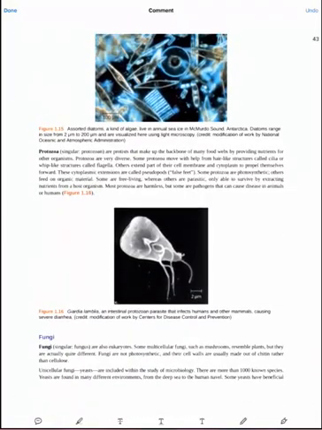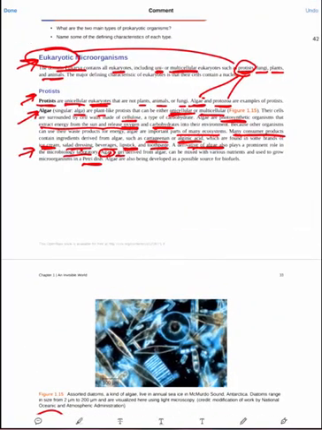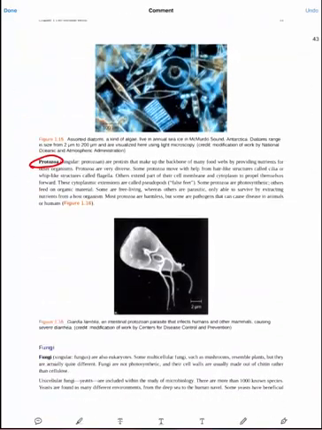So then moving down here, we're going to start talking about the protozoa. Remember, protozoa is one of the groups of protists. Okay, so we're still talking about protists. We talked about algae, and now we're going to talk about protozoa.